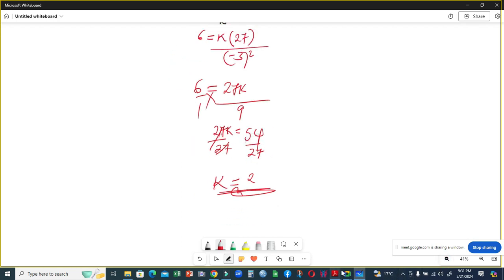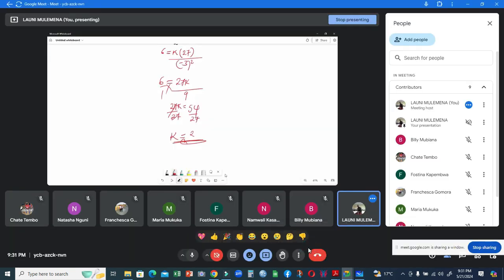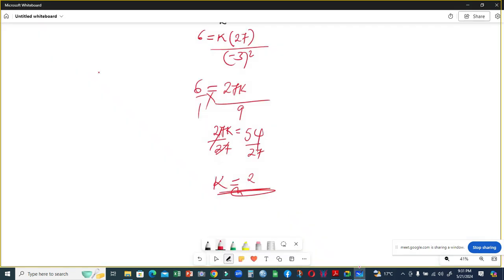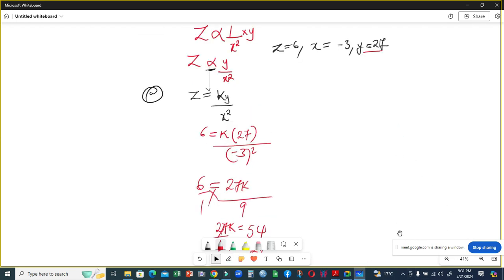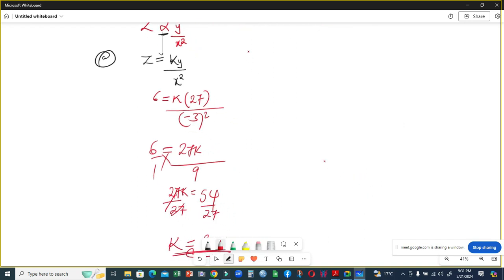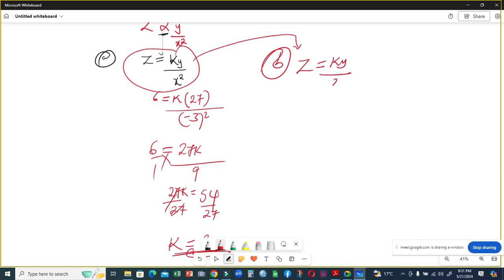Okay. And then we go to question B. What is question B saying? Question B is saying we need to find the value of z when y is equal to -6 and x is equal to -4. With all the calculations that will follow, B and C, remember we made this statement here, which I'll write here, where we are saying z is equal to ky over x squared. So now z is equal to k, and we know the value is 2, so we substitute: 2y over x squared.